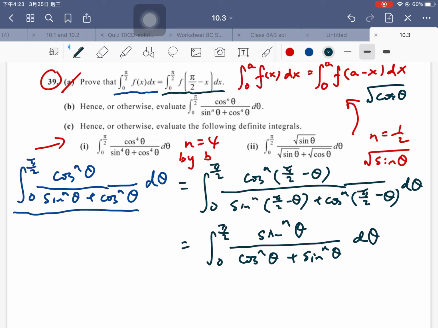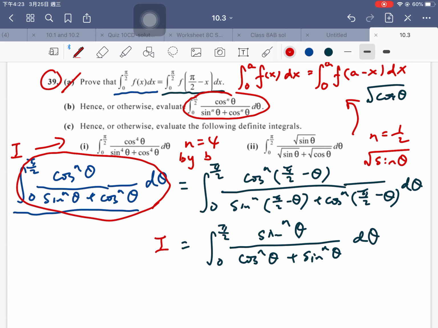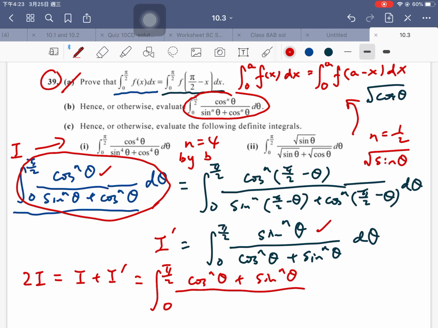Okay, so how to do this one? This one is this one. I call it I, and here I call it I dash. Okay, we see that both are the same. I write 2I, which equals I plus I dash. To your surprise, you add them up. This is cosine n theta plus sine n theta. It is exactly the same as the denominator. So this one is just 1.